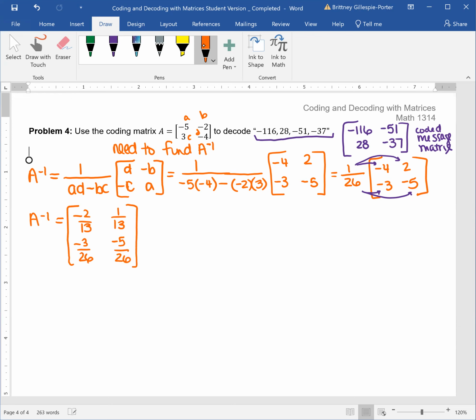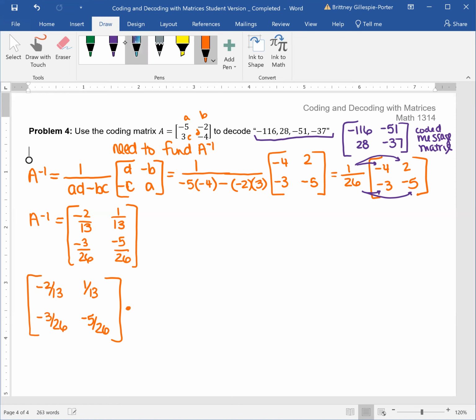We only had to find A inverse because they gave us matrix A, the coding matrix. Make sure you are paying attention to the question to figure out what they are giving you. If they are giving you A inverse, you can just use A inverse. If they're giving you A, the coding matrix, you have to find A inverse because we have to have A inverse times our coded message matrix in that order. Otherwise, you are not going to be able to figure out what your friend was trying to tell you.